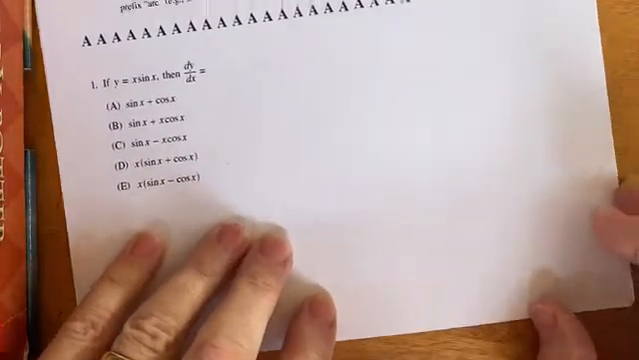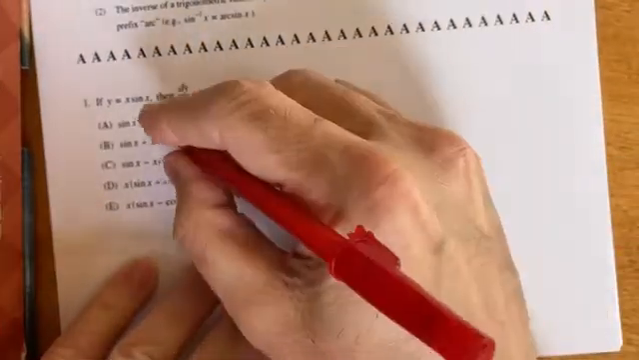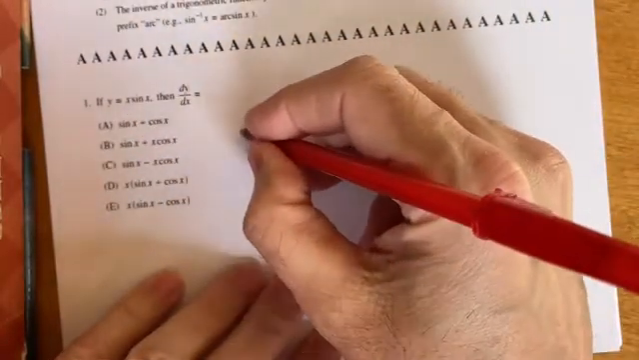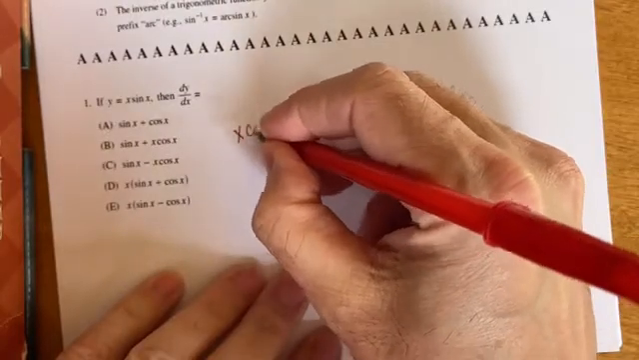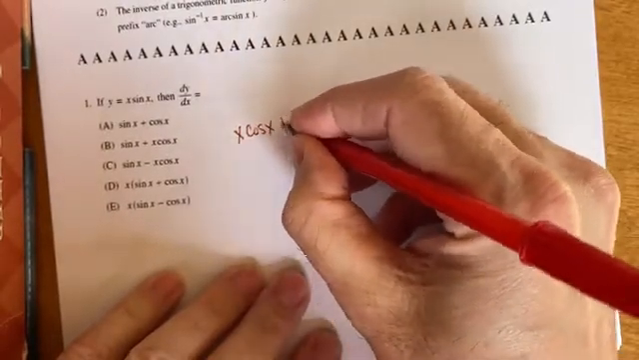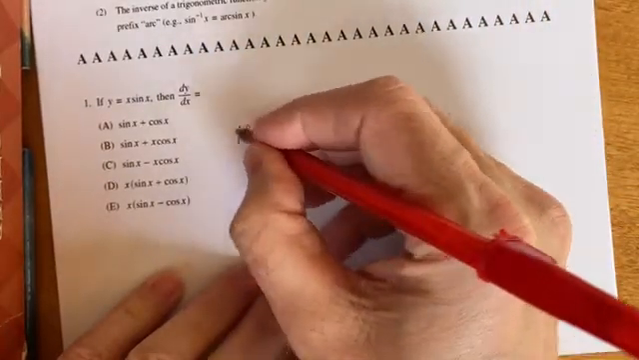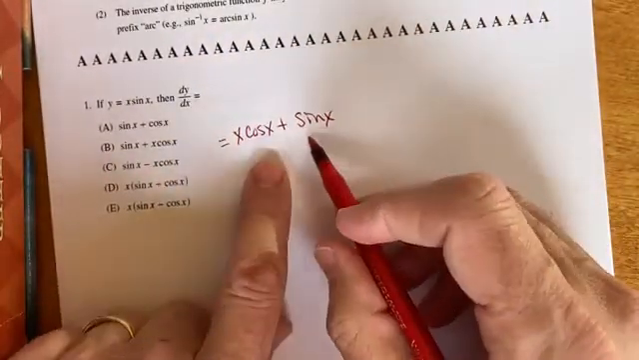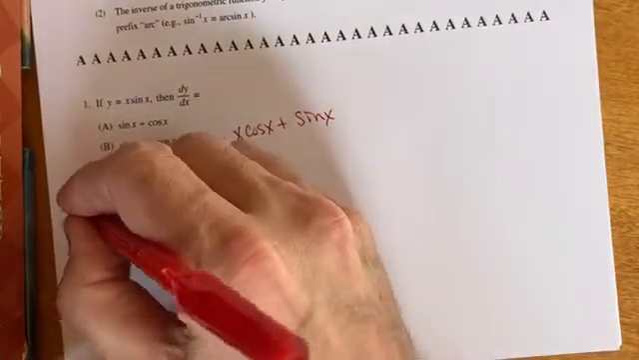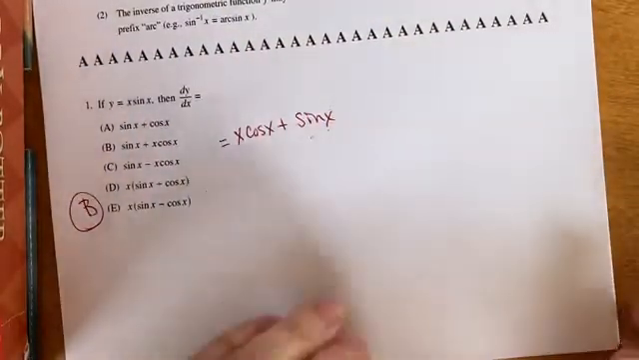It'll make you better. Okay, let's do 1 through 15. Number 1, looks like we just have to take the derivative of the first times the derivative of the second plus the second times the derivative of the first. And looks like that is B. Okay.